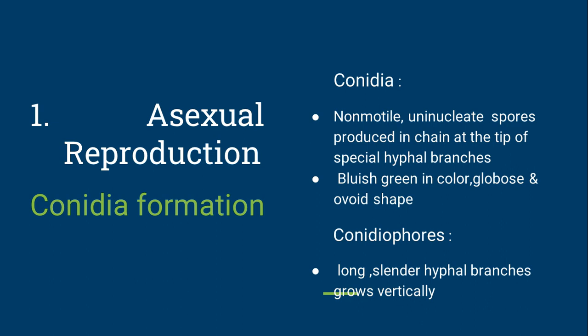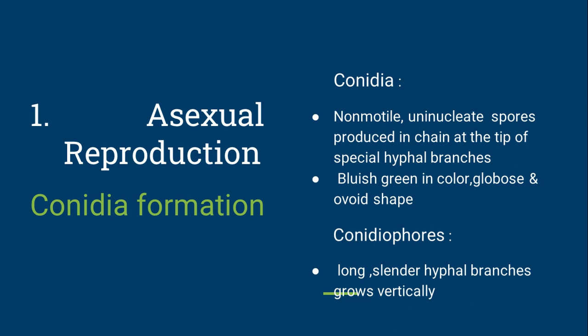Asexual reproduction by conidia formation. What are conidia? These are non-motile, uninucleate spores which are produced in chains at the tip of special hyphal branches. They are bluish green in color. And why are they bluish green? Because they form a bluish green color of mycelium on the substratum, and it also depends upon the species. Shape is globose to ovoid.